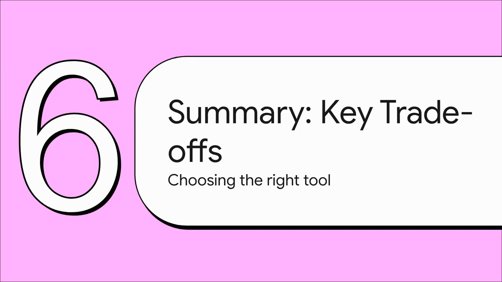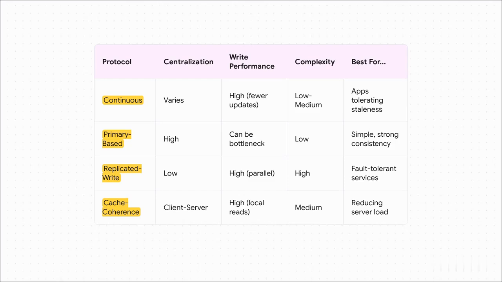So we've covered a lot of ground, looking at four very different approaches to consistency. The crucial point I want you to remember is that there is no single best protocol. It is always a game of trade-offs, and the right choice depends completely on the needs of the application. Let's just pull this all together and see how they stack up. Continuous consistency gives you fantastic performance, but only if your application can tolerate a bit of a delay.